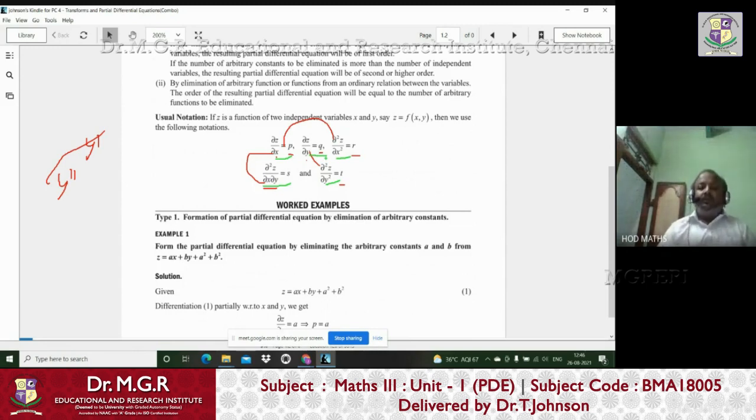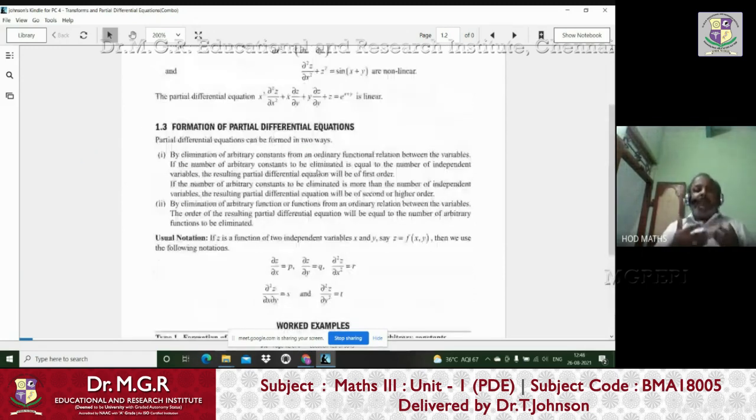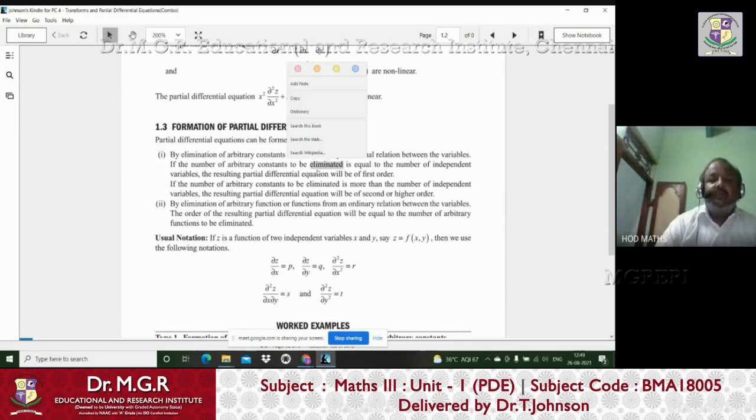You can recollect all these things by taking some book, or you can see that this class itself has a recorded video later, and you can remember these things. Very, very important. So now, as I told already, there are two things. One thing is formation of a partial differential equation. How can you form a partial differential equation? From an ordinary equation, you can always form a partial differential equation.